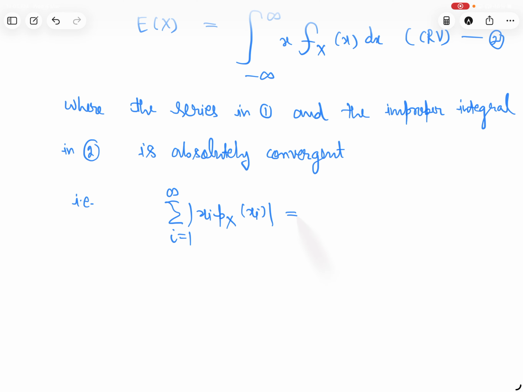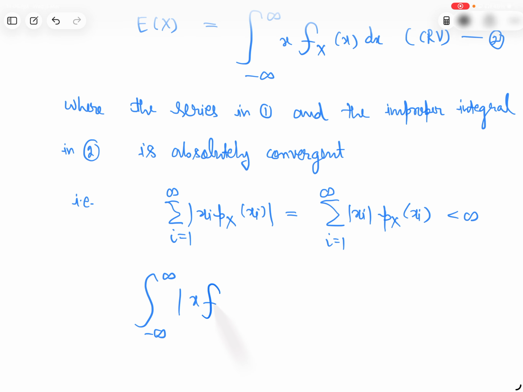Because the probability mass function is non-negative, if you put the absolute value of p(x_i), the absolute value will not affect anything. It will remain as it is. So absolutely convergent means this should be a finite value. Similarly, the integral is absolutely convergent means you take the absolute value of the function.